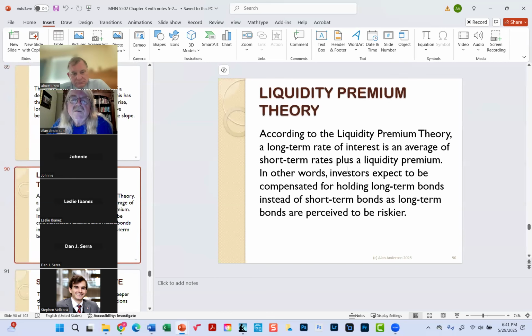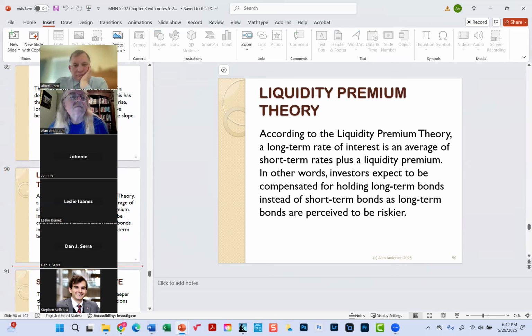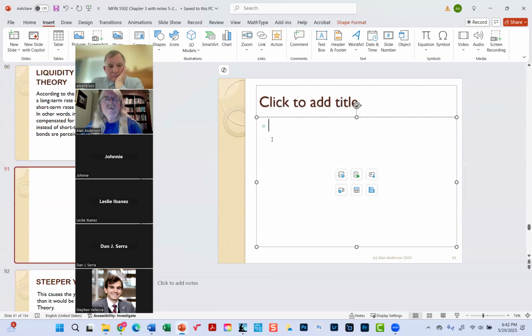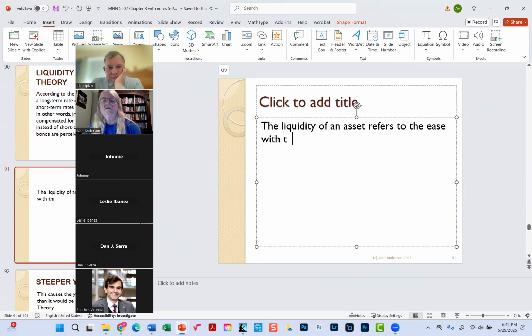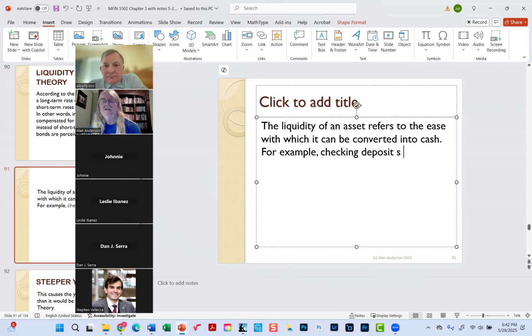Okay. So anyway, now we have to discuss this concept of liquidity. Well, liquidity is an interesting idea. What it really refers to is the idea that the liquidity of an asset refers to the ease with which it can be converted to cash. So you could probably imagine, for example, checking deposits are highly liquid.